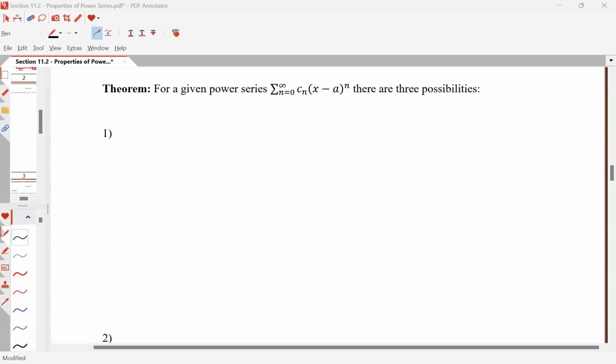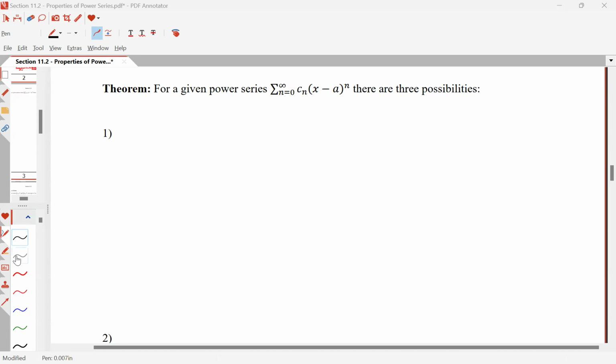Hello, in this video, we are going to take a look at this theorem that tells us about the possibilities for a radius and interval of convergence for a power series. So given a generic power series, c sub n times (x minus a) to the n, there are going to be three possibilities.